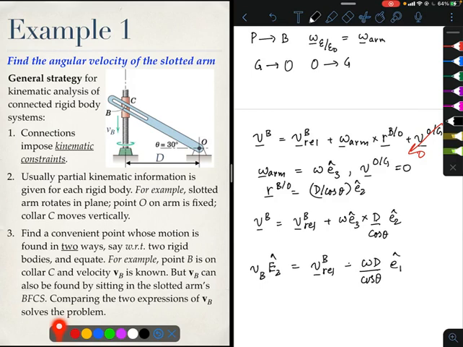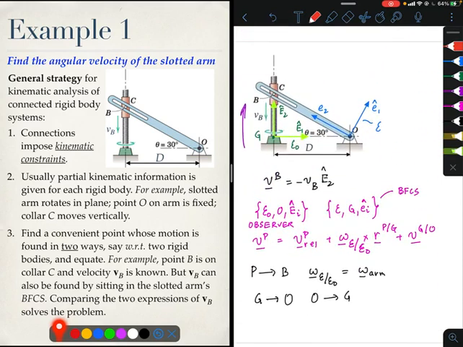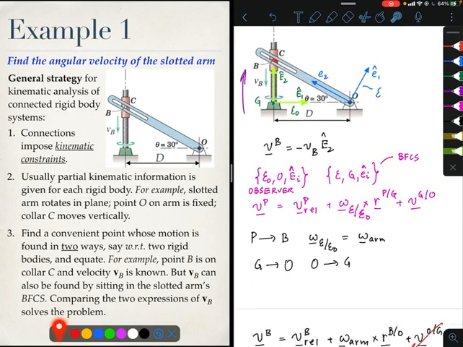So have we solved the problem? Well, we have got an equation. Let's see how many things we know. I know VB, that's given to me. I don't know omega, and it seems that I do not know VB rel, because really even if you were sitting in the slotted arm, you would not know how fast this point B is moving.